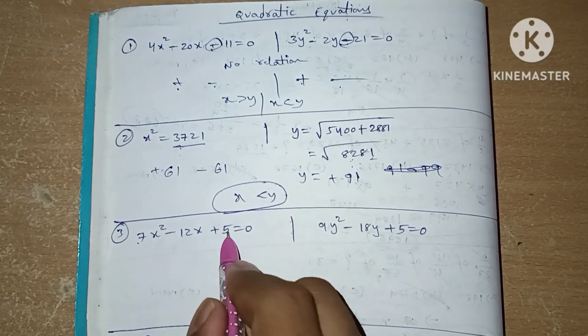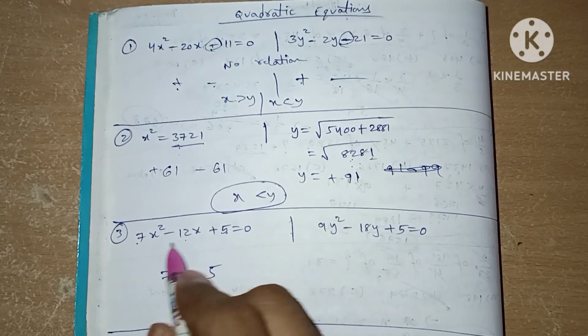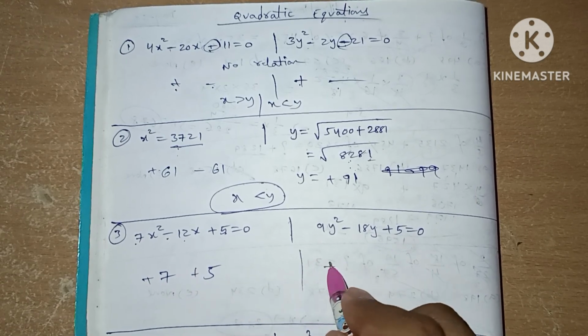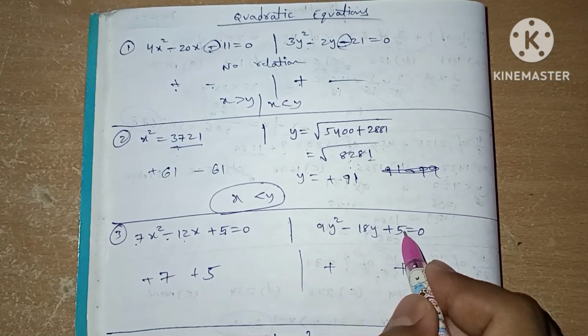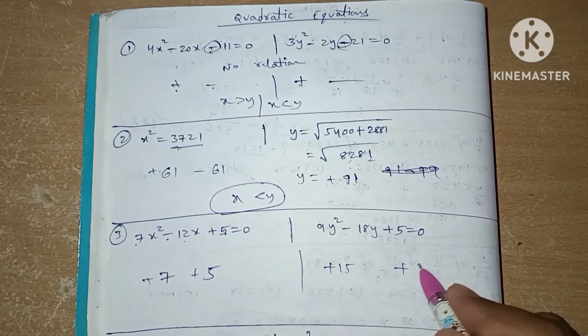Next one. Here 7 5 times 35. So the roots are 7 and 5 only. Okay, minus and plus means both the roots are positive. Here the roots must be positive. 9 5 times 45. 45, 15 3 times.